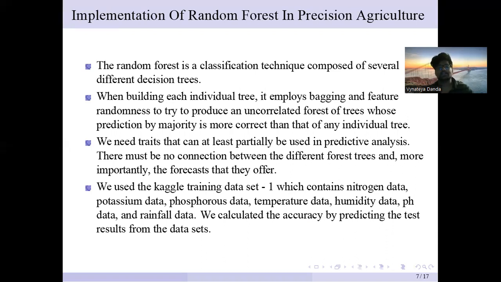Here we need traits that can at least partially be used in predictive analysis. There must be no connection between the different forest trees and, more importantly, the forecasts that they offer. As I've told earlier, here also we use the Kaggle training data set, which contains nitrogen data, potassium data, and phosphorus data. Basically, whenever we deal with anything agriculture related, we will be connecting the NPK, which is nothing but nitrogen, potassium, and phosphorus data. Apart from that, we are also taking temperature data, humidity data, pH data, and rainfall data, expecting crop yield prediction in precision agriculture.